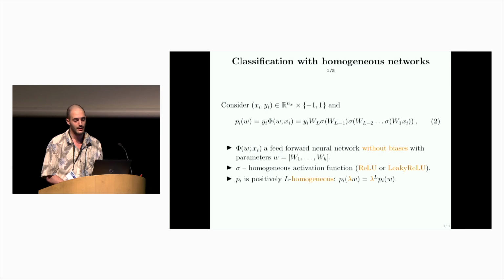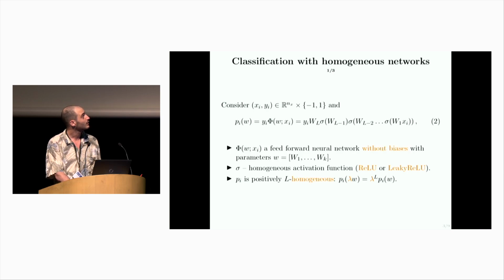So let's dive a bit deeper into the model. I'm interested in classification with homogeneous neural networks. Classification means that you have two labels, -1 and 1, and you try to predict this label with a neural network. Your neural network phi will try to predict the sign; its sign will predict the label. Now the sign prediction is the multiplication of the label by the neural network, and the goal is to have this bigger than 0. If it's bigger than 0, then you are good. If it's smaller than 0, then you are wrong.